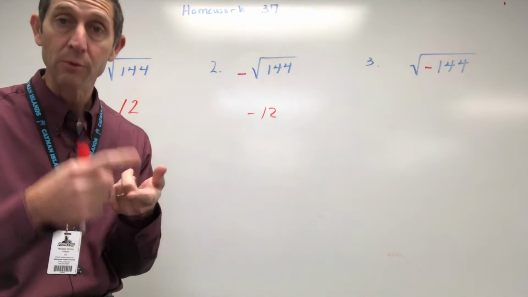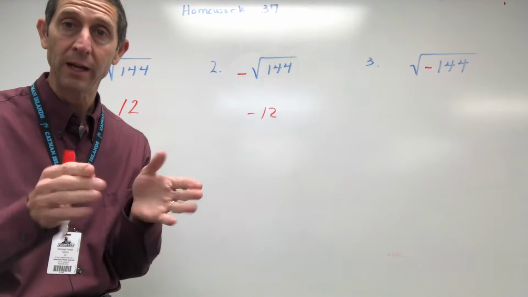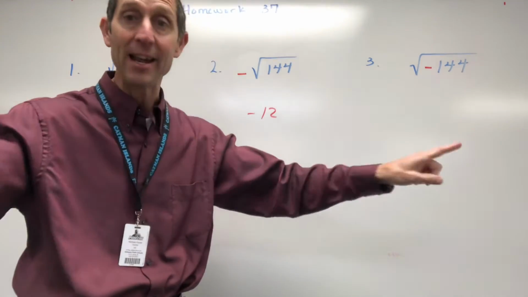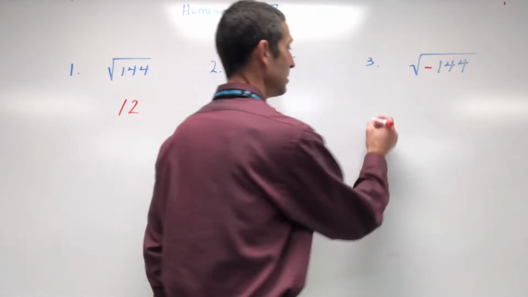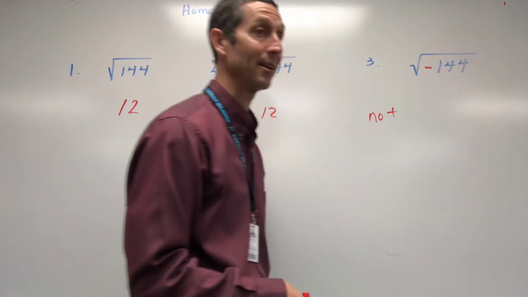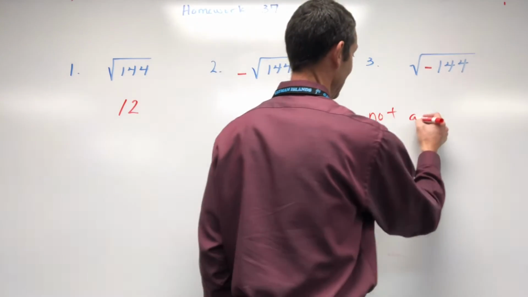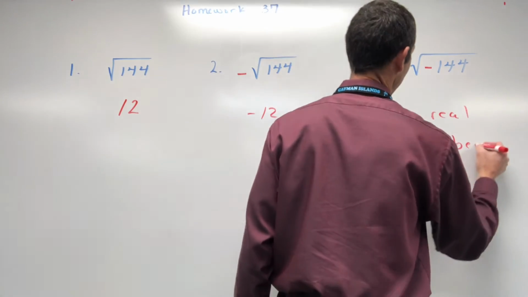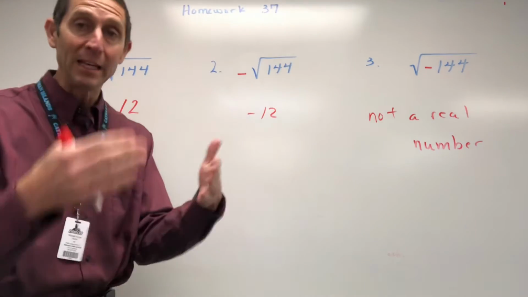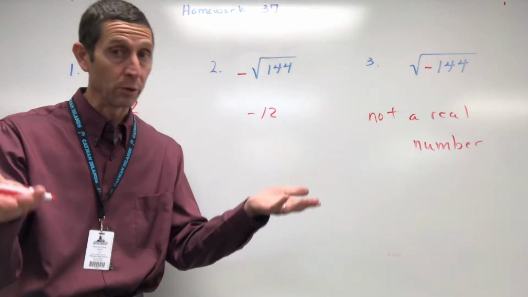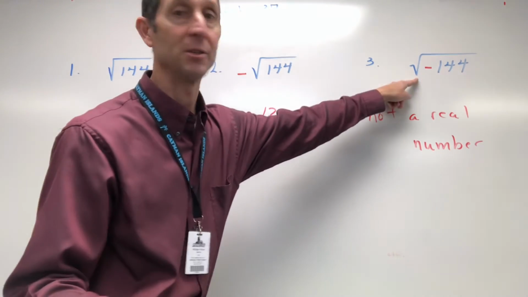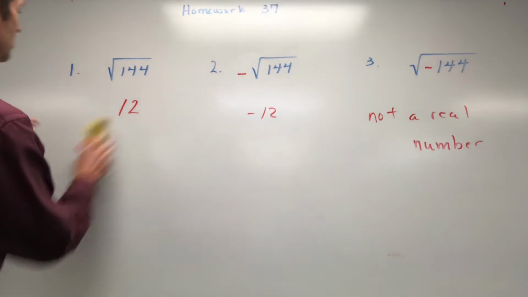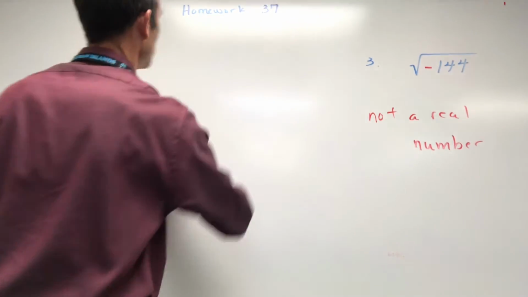If it's a square root, fourth root, sixth root, eighth root, then even root, like square root, cannot do negatives. It's not going to happen. This would be not a real number. So if it's an even number root, square root, fourth root, not a real number if there's a negative sign in there. If we had, let's do a couple more real quick.